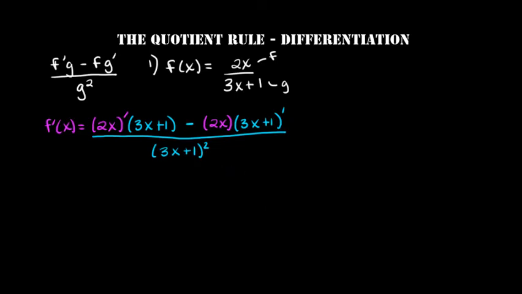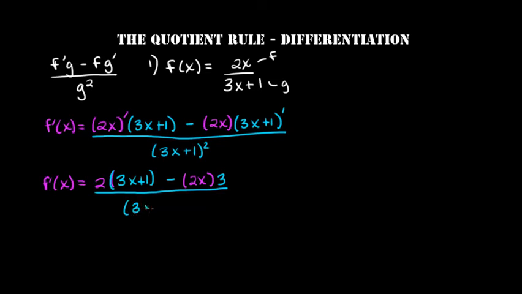Okay, so from here, what we just need to do is find the derivative of each end term. So f prime of x, this will be 2 multiplied by 3x plus 1, and then still subtracting. Keep your 2x the same because we're not finding the derivative on that term, but we are finding it on this one, and this just happens to be 3, all divided by 3x plus 1 squared. Okay, from here, it's just simplifying.